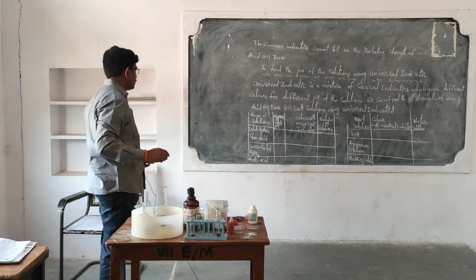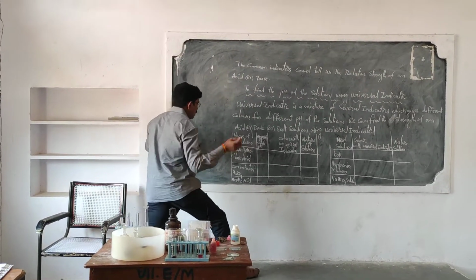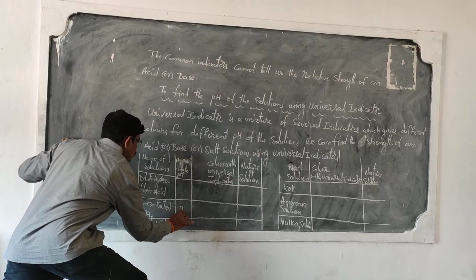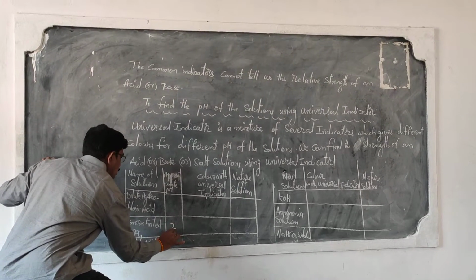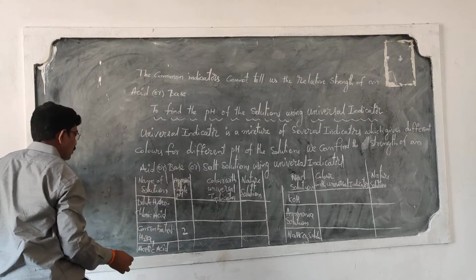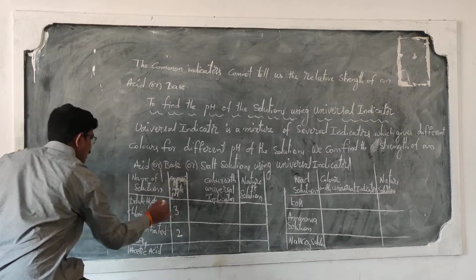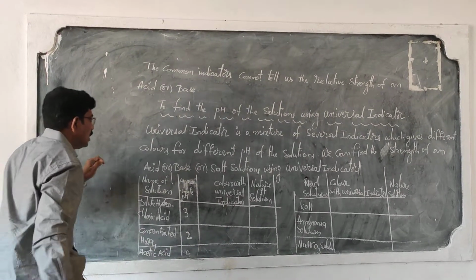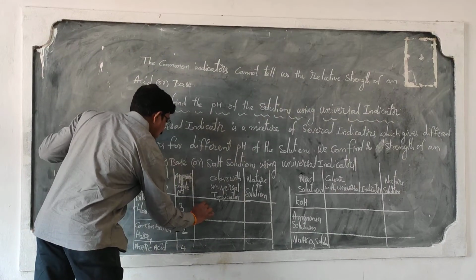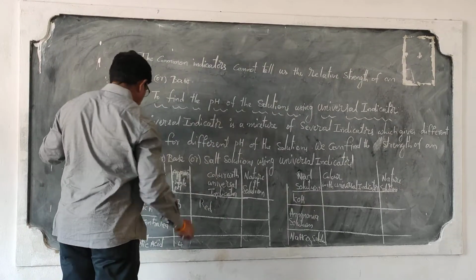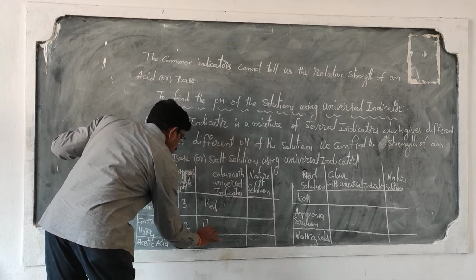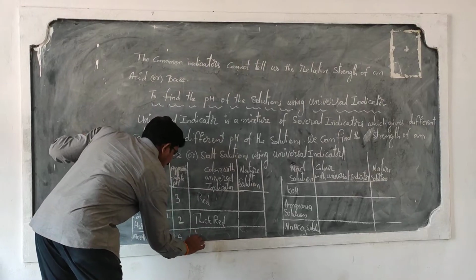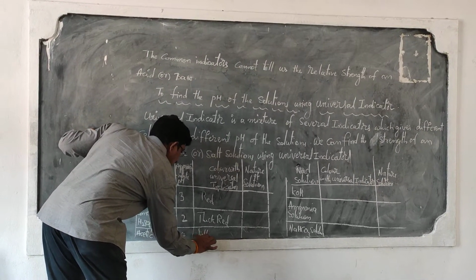Now see this one. Concentrated sulfuric acid, it is 2, approximately. We are assuming this is 3. Acetic acid, this is 4. Now color. This is red in color. This is thick red, and this is light red.